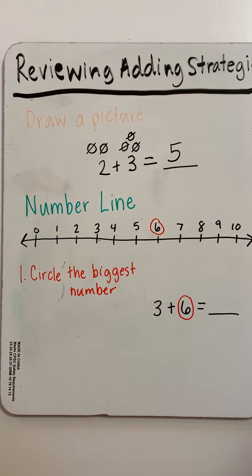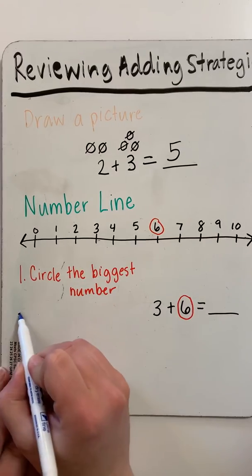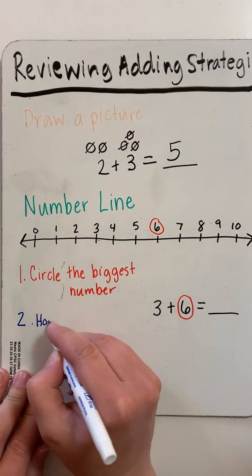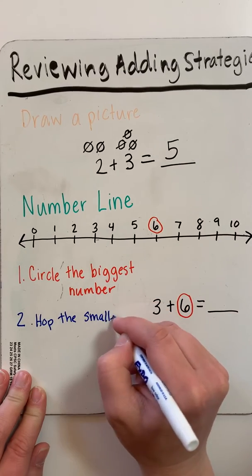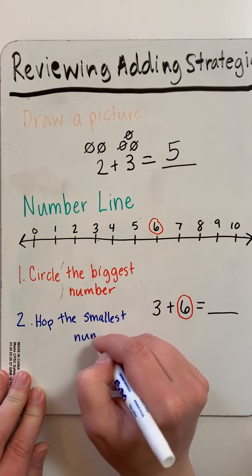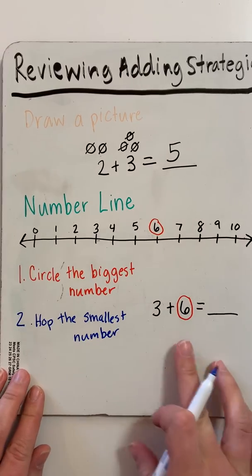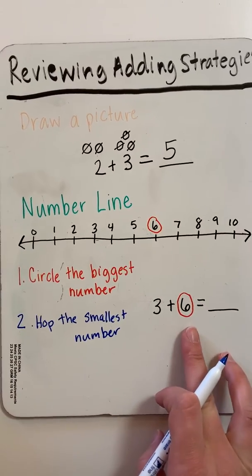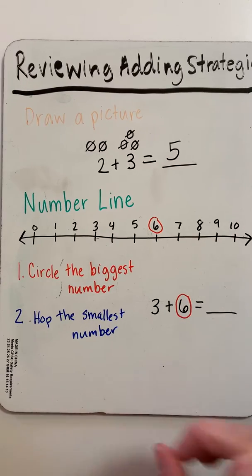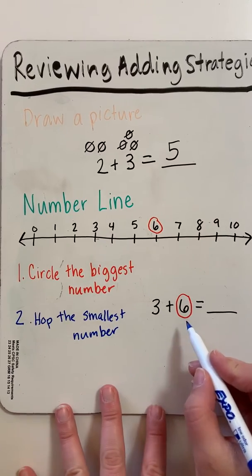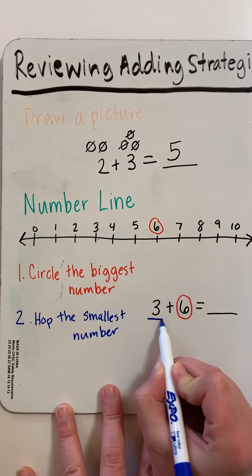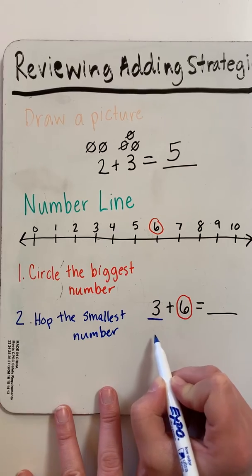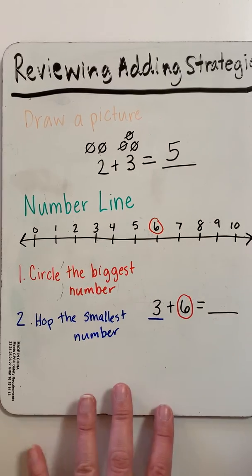My next step is to hop the smallest number. So my second step is hop the smallest number. So I already circled my number 3, and I already circled my number 6. Sorry about that. And so I know I'm probably not going to use that number 6. Number 3 is my smallest number, and sometimes I like to underline that to make sure that I don't forget that that's my smallest number.